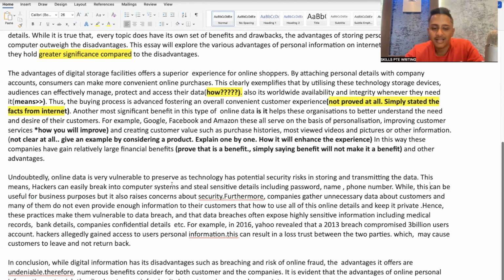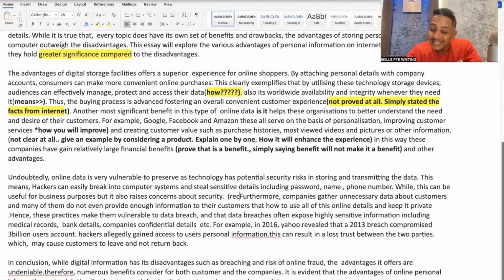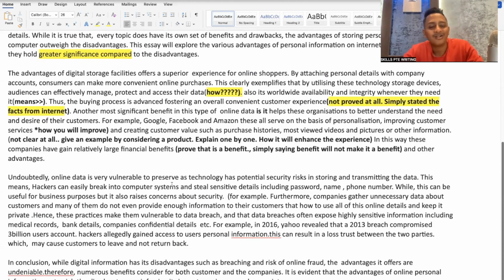While this can be useful for business, it also raises concerns about security. Like what? Have you faced any problem recently? What happened? Explain, boss. Otherwise, no. Easily break into systems and steal sensitive details, including password, name, phone number. What will they do with this? What is the problem of stealing? Stealing is a big problem.